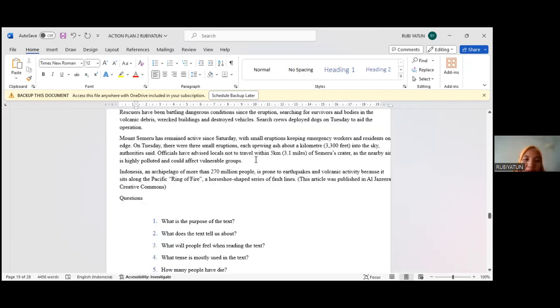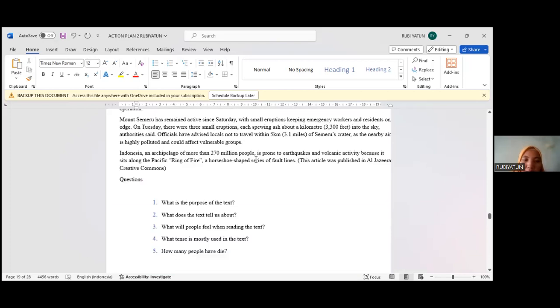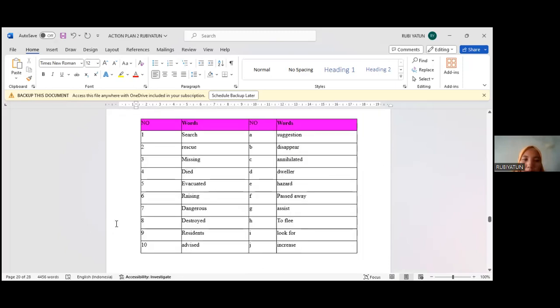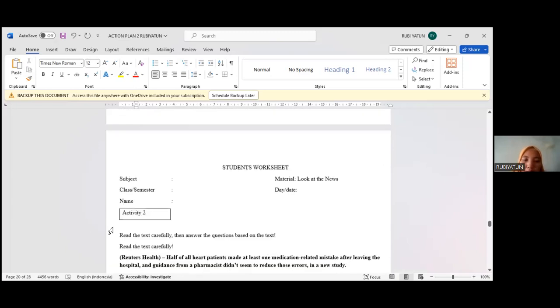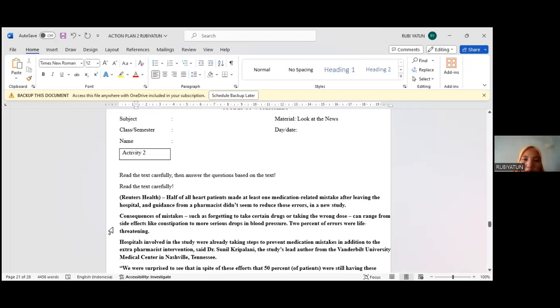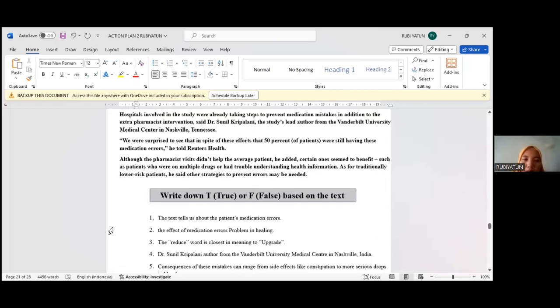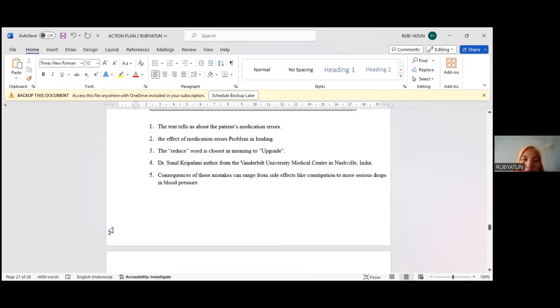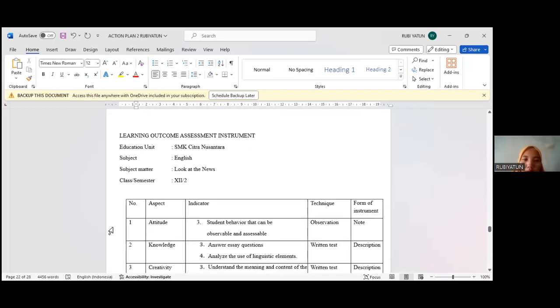Okay, and then for example the question, this one, and then the student worksheet, this one, write down true or false, and then the learning outcome assessment.